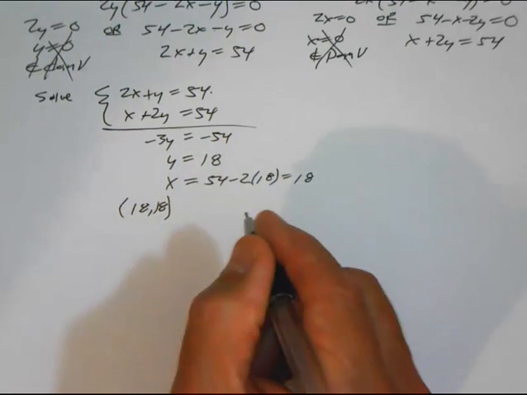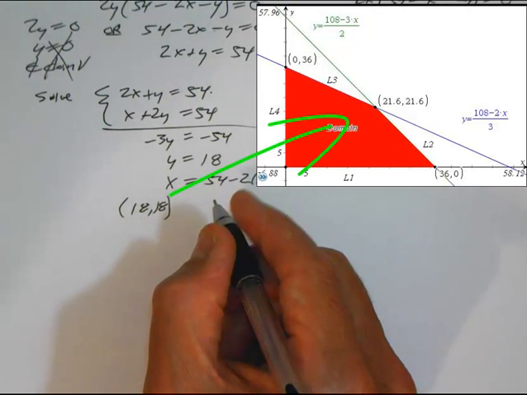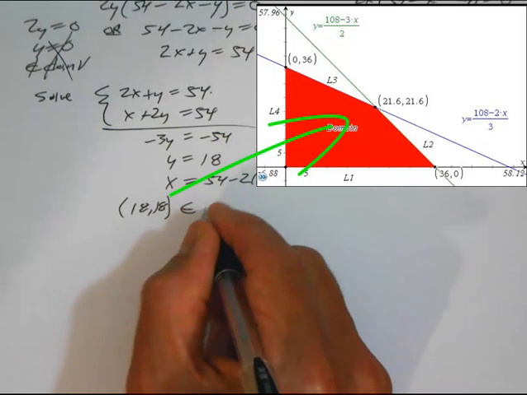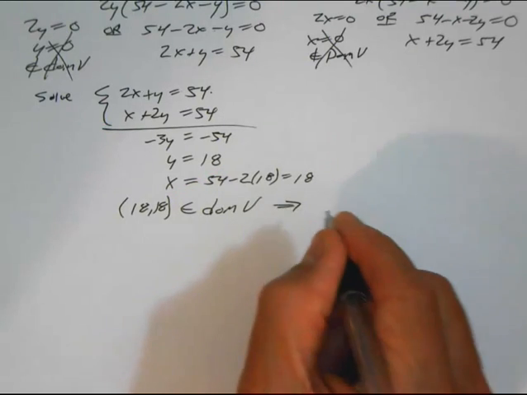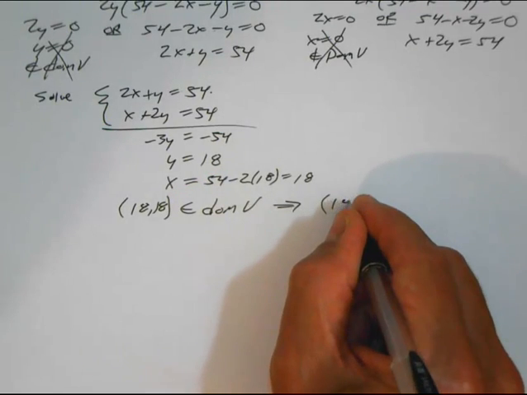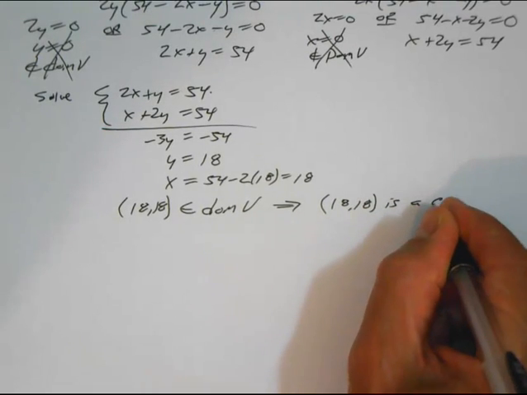Okay, so now we're sitting here with this point (18, 18). We got to wonder about, is this in the domain of the function? Looking back at our graph, (18, 18) clearly is in the domain of function v. So it looks like we've got ourselves the claim that (18, 18) is a critical point.